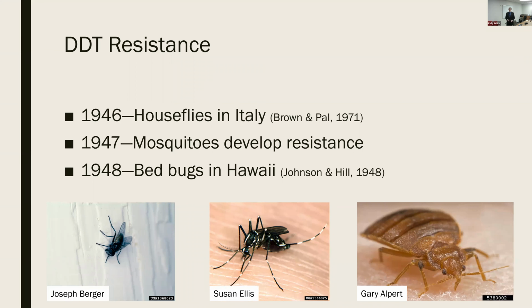And in 1948, bed bugs in Hawaii were reported as being resistant to DDT applications. So as we can see, within approximately the first 10 years of its use, DDT resistance was beginning to emerge all over the world in a variety of insect species.